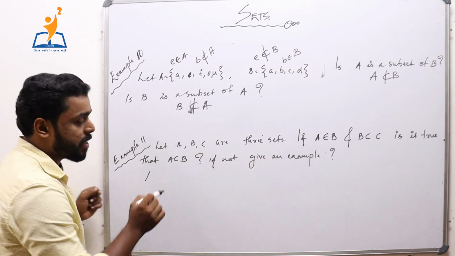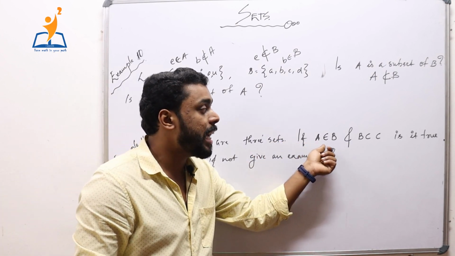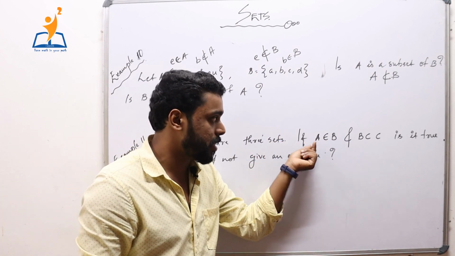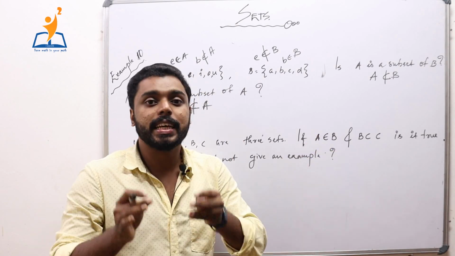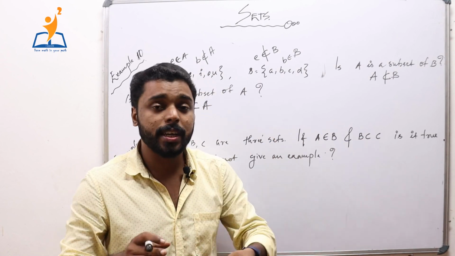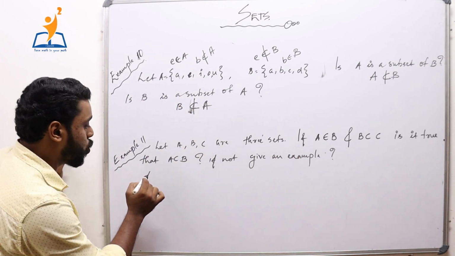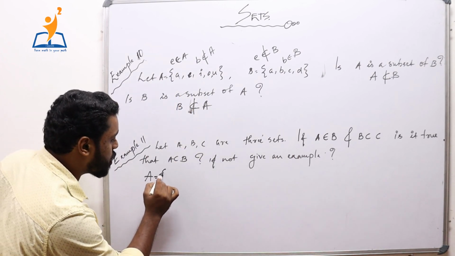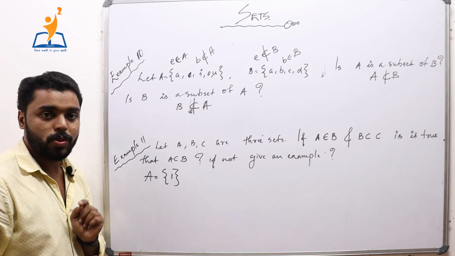Suppose that, this is a very important question, understand this question very well. The first condition is A is an element of the set B, which means that the set A itself is a member of the set B. And the second statement is B is a subset of C, which means that every element of B is in C. So we can do that. Let A be equal to singleton 1, which means that the set contains only one member, which is 1.